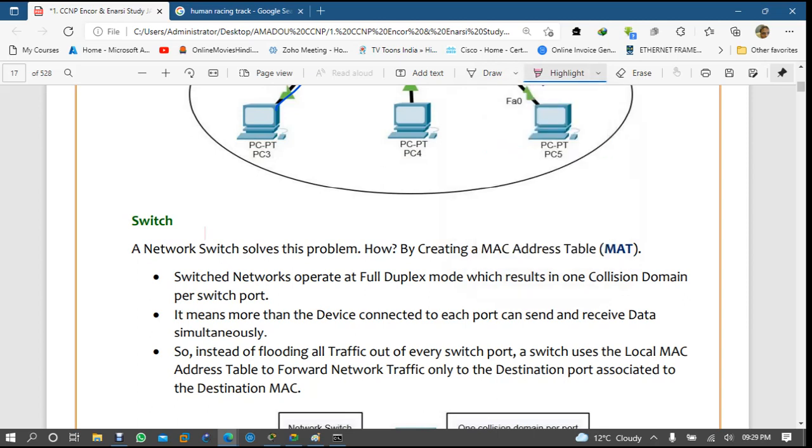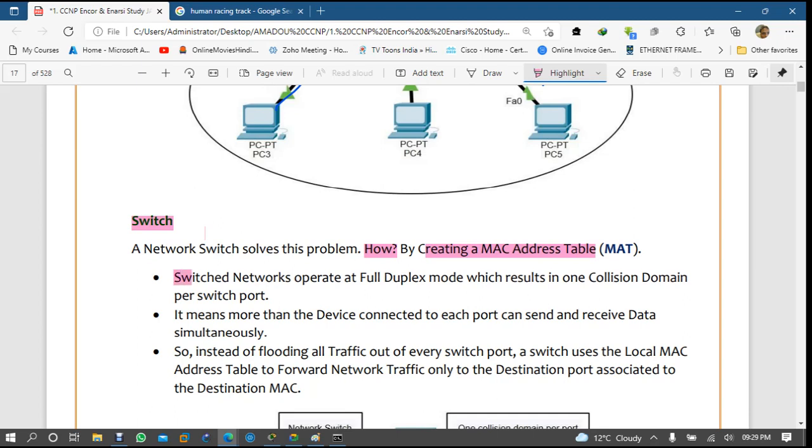Okay. So what is the switch saying? Now understand about the switch. A network switch solves the problems by creating a MAC address table. Now why is it creating a MAC address table? Because the switch has storage, data storing capacity, or you can say MAC address storing capacity, with the help of flash memory.